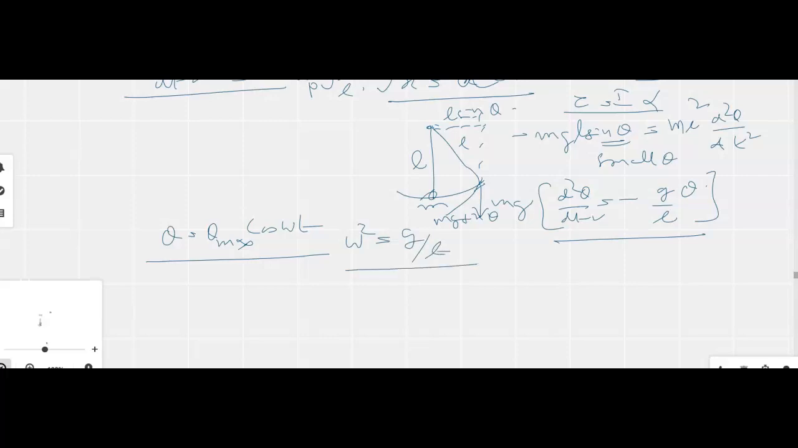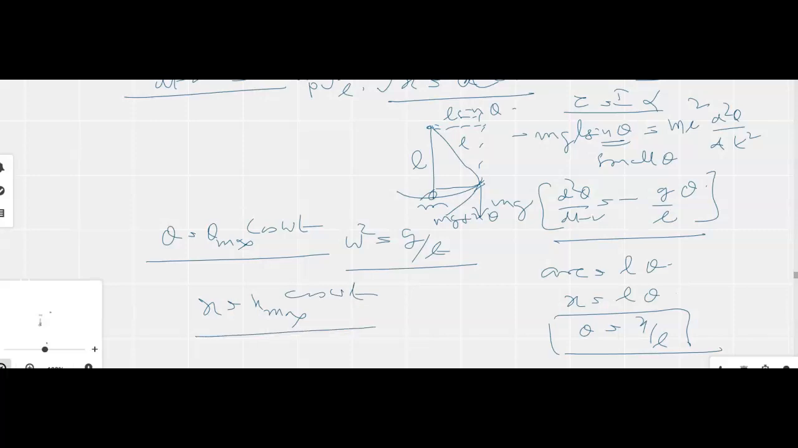Now we also see that for small theta, the chord and arc are the same, and we know the arc length is nothing but L theta, which is the same as x equal to L theta. So we plug in theta equal to x by L. Then we get x equal to x max cos omega t. Or we can plug in straight away here and you will get the equation d square x by dt square is equal to minus g by L x. So this is the solution.